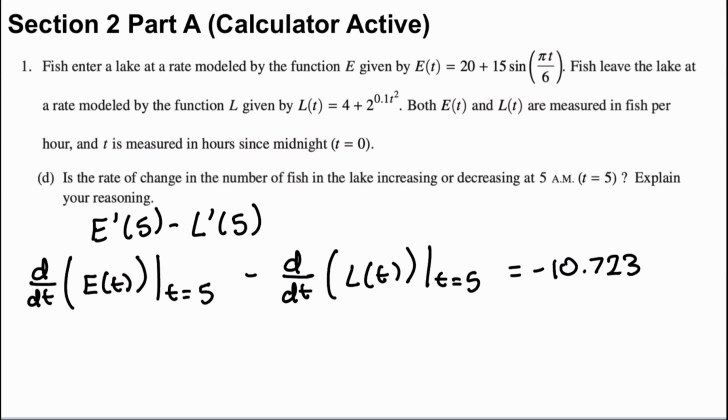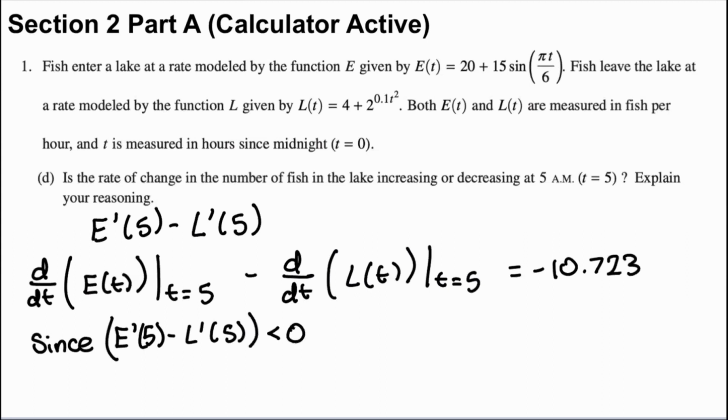So now that we have a final answer, we need to interpret the meaning of this derivative in context. So I'm going to say that since E prime of 5 minus L prime of 5, I'm going to put this whole thing in parentheses because I want to say that this whole thing is less than 0. It's negative. The rate of change.